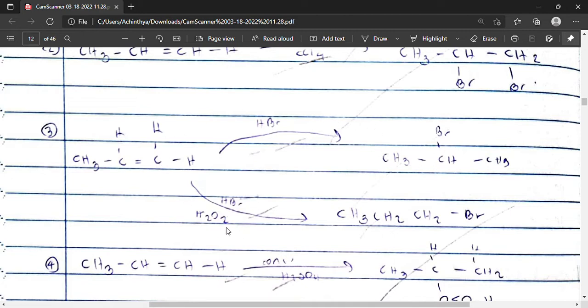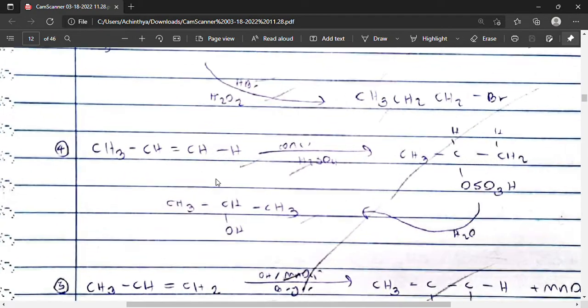If we were to do so with H2O2, it goes through a free radical mechanism and will produce something called an anti-Markovnikov product, which is this, where the bromine adds to this carbon and the hydrogen adds to the other carbon, the carbon that produces the most stable carbocation.